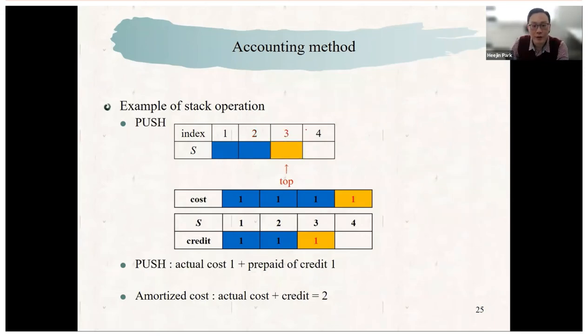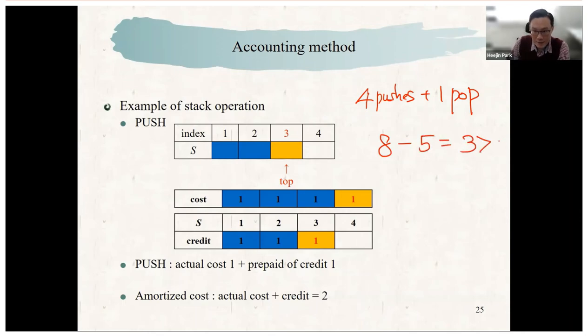And next, push. Then 4 pushes and 1 pop. So the amortized cost is 8 and the actual cost is 5. So the credit is 3. Still positive. So we can get some idea that the credit is always 0 or positive. But I didn't show all cases. But we should prove that the credit is always 0 or positive in any case.